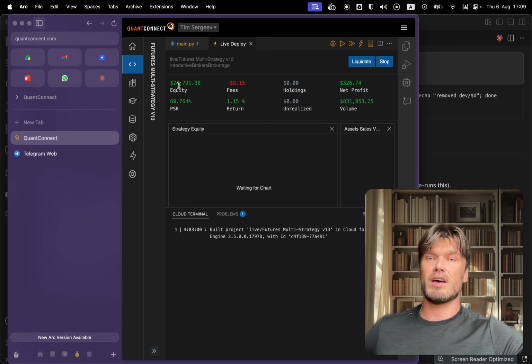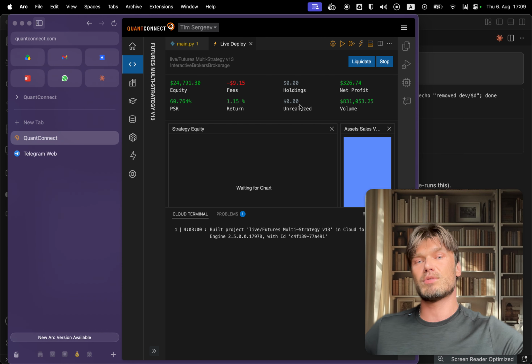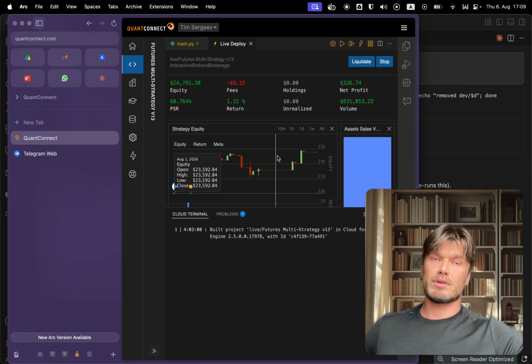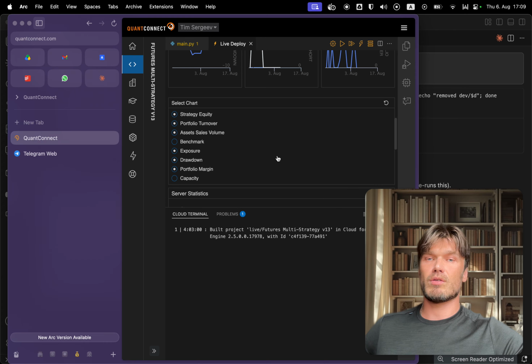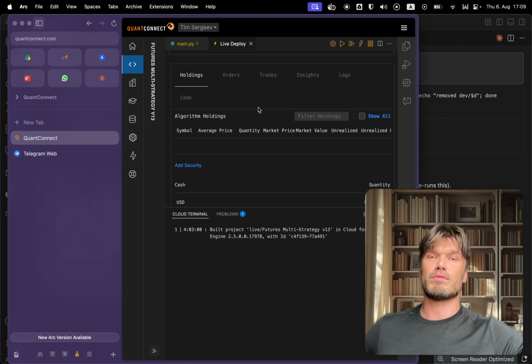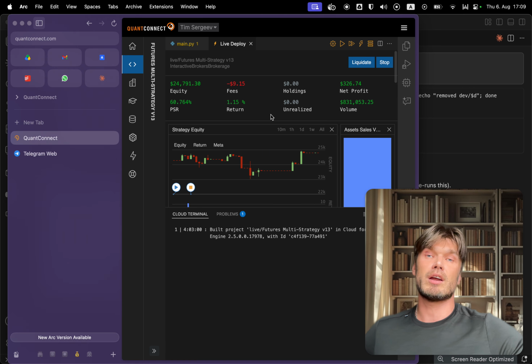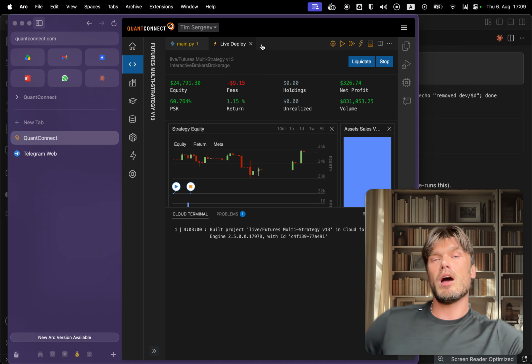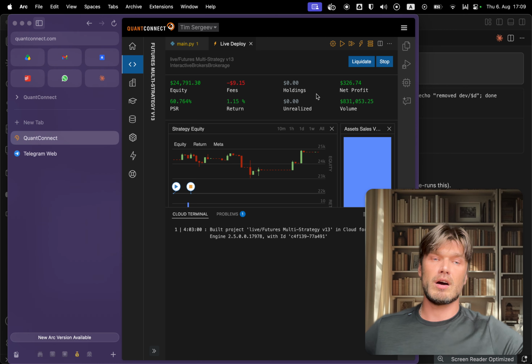Over here you see the equity, fees, returns, holdings, net profits, volume, and some historical charts, and you see something over here, but it's not very descriptive right now. For example, when I'm looking at this strategy, which has been running in the live environment for over a month, is this strategy performing well or not? Is it within the range of the current season or not? I cannot answer those questions.